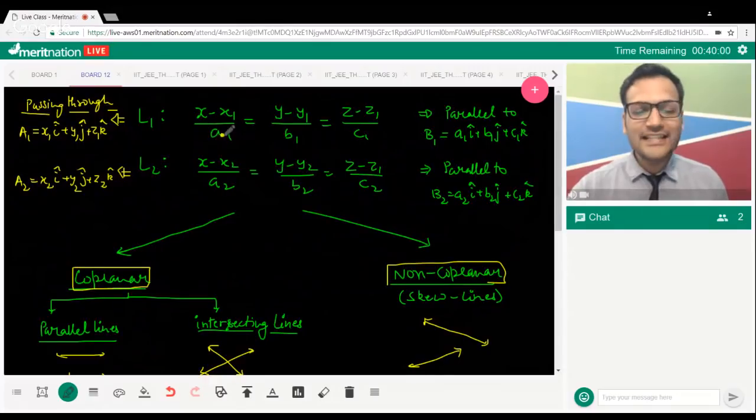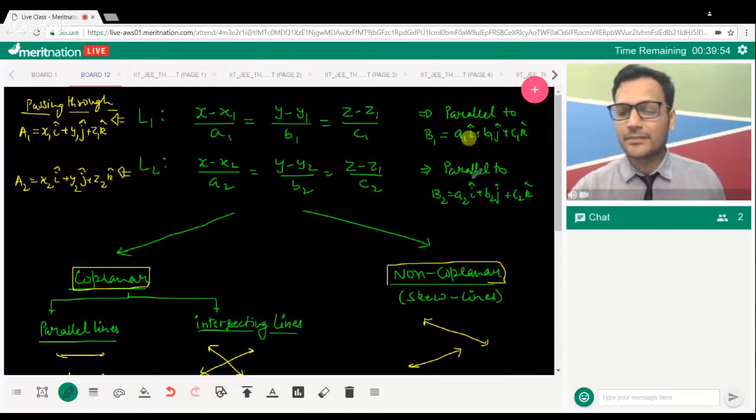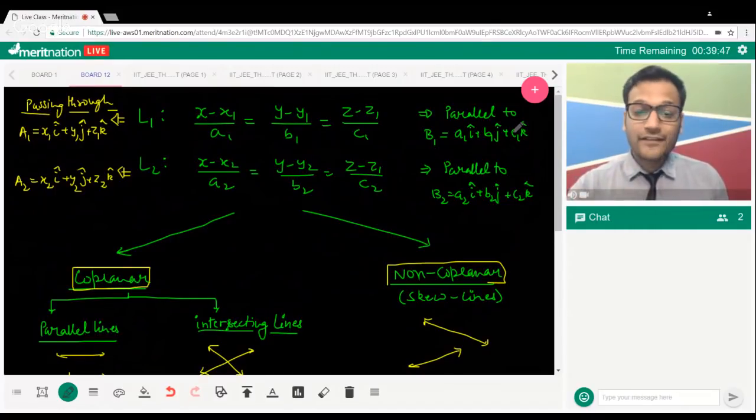Okay, the lines are parallel if they are parallel to the same vector or parallel vectors. When the vectors are parallel, the corresponding values of A1, A2, B1, B2, C1, C2 are in proportion, right?